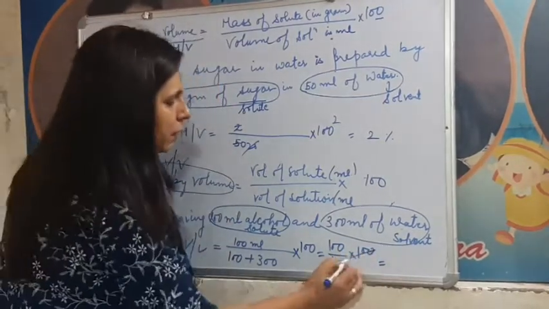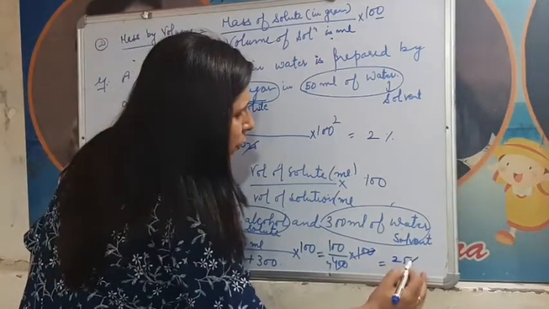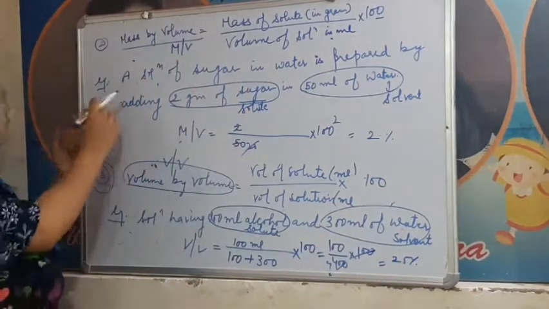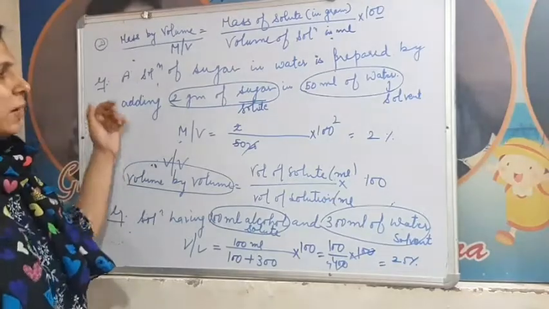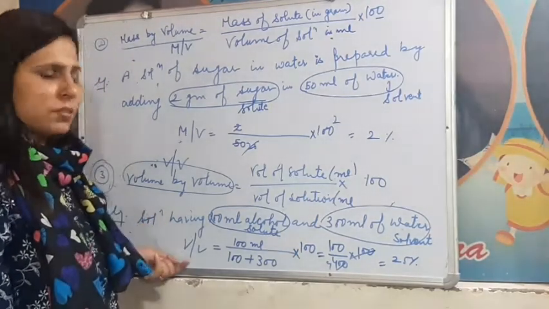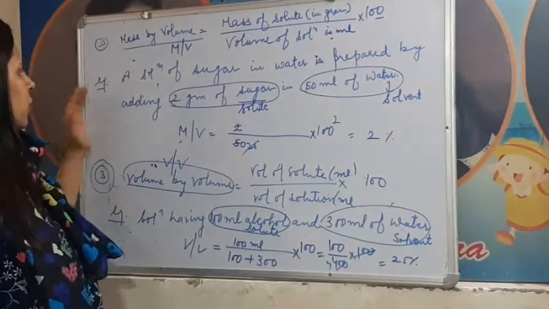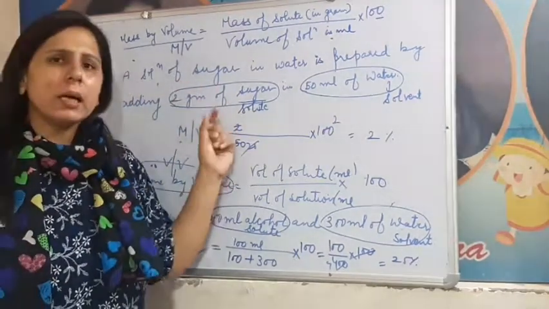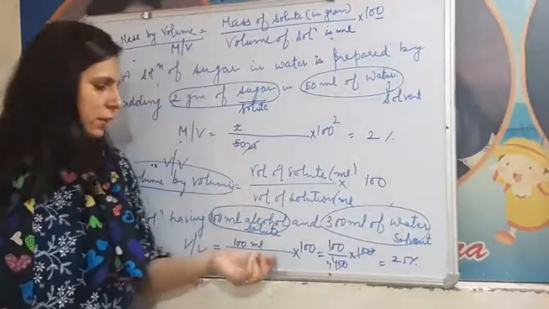So you will get the answer 25%. So these three are the methods to calculate concentration of the solution. So it is the last topic for today's lecture. So observe every point of the video carefully and attempt the questions given in the assignment.